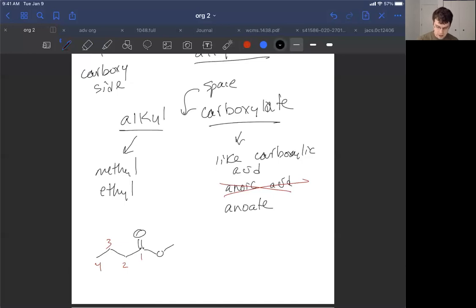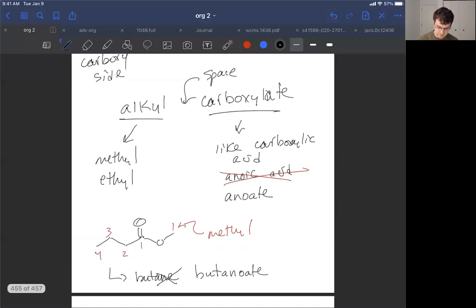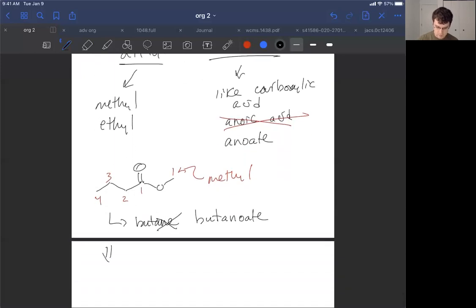So this is a butane chain, which is neither butane nor butanoic acid. It's a butanoate. And then on the opposite side with that oxygen, we just have this methyl group here. So the name of this molecule is going to be methyl butanoate. Methyl, space, butanoate.